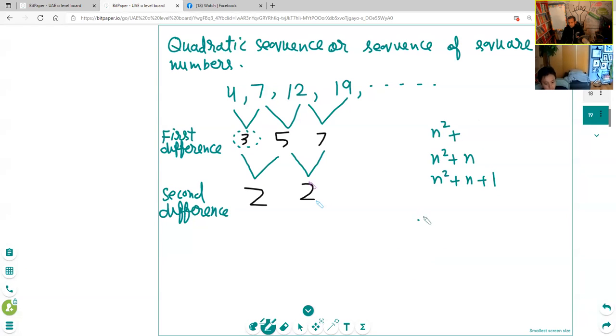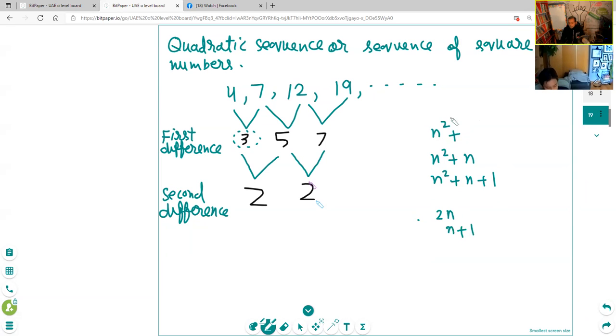A quadratic equation has a variable with power 2. Because it is a quadratic sequence, its general term will also have the square. n square, always n square. Clear? Yes. In an arithmetic sequence, the general term was only n, 2n, 3n, 4n, or n plus 1.